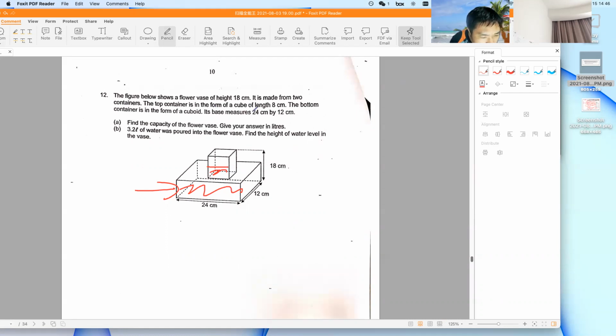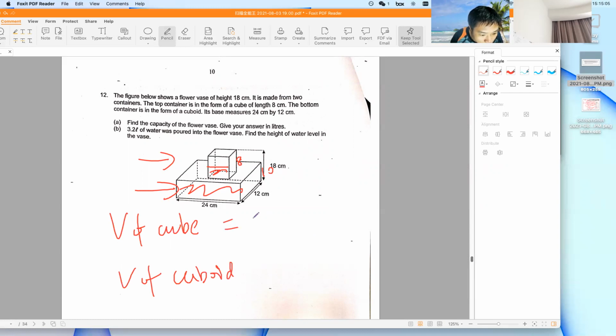The top container is in the form of a cube. This is a cube, so this is 8. That means if this is 8, this is 10. You just have to find the volume for each. This is the volume of the cube, then this is the volume of the cuboid. The cube is 8 times 8 times 8. Then this one is 24 times 12 times 10. And then in the end, you just need to add.